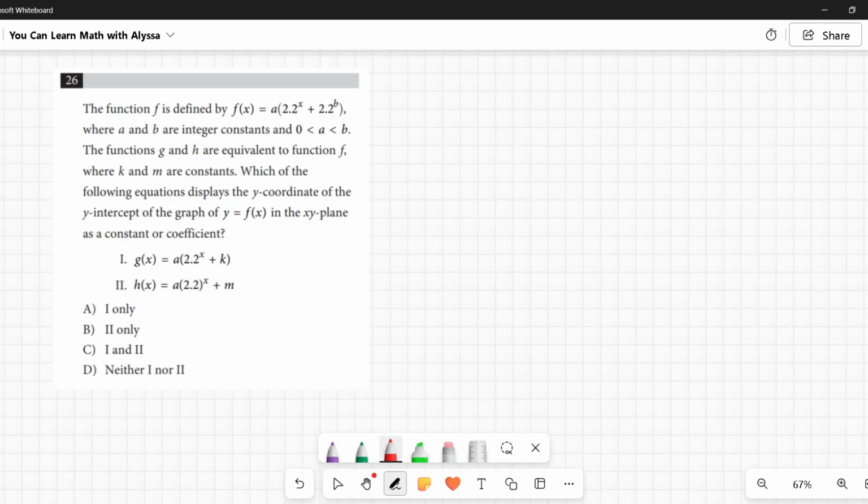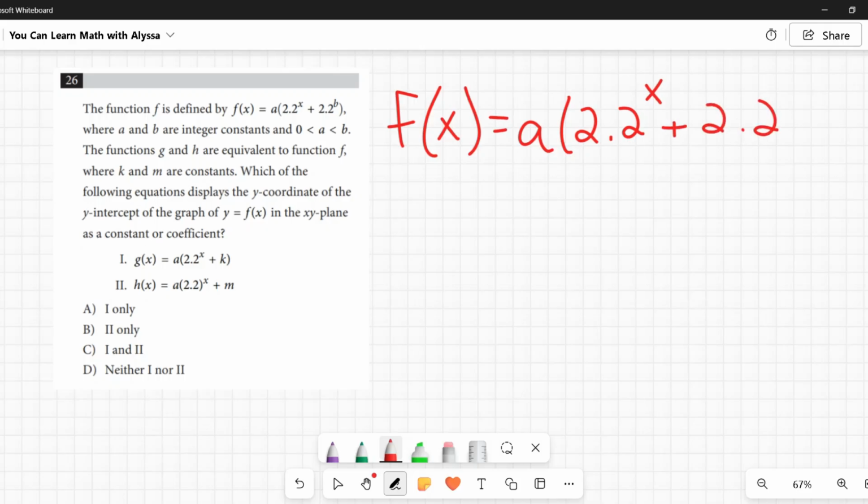The function f is defined by, and I'm going to write it over here, f of x equals a times (2.2 to the power of x plus 2.2 to the power of b). All right, so far so good. Now, we know x is a variable because we have f of x, which means whatever I put in for x, I do the math, I get an output, and that is my f of x, or my y value if I'm graphing it.